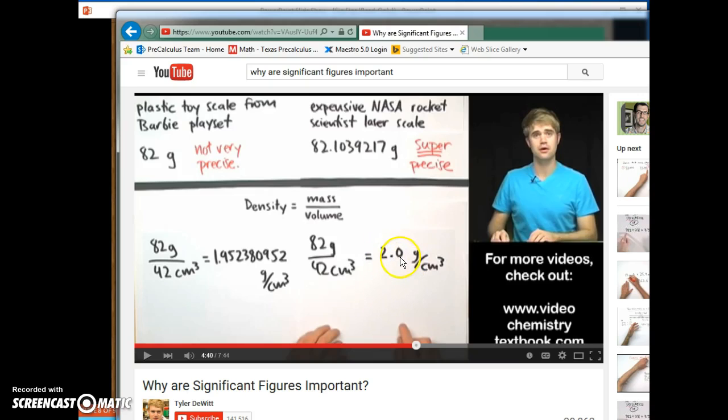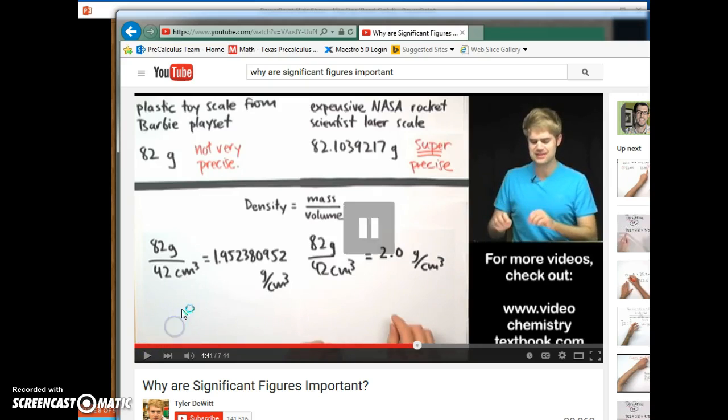So 2.0 is the closest number with two significant figures to 1.952380952. Okay? So the answer is either 1.9 or it's 2.0. And it's 2.0 because this number is closer to 2.0 than 1.9. That's all he's saying. But with like his hands waving all over the place like he's some sort of wizard.